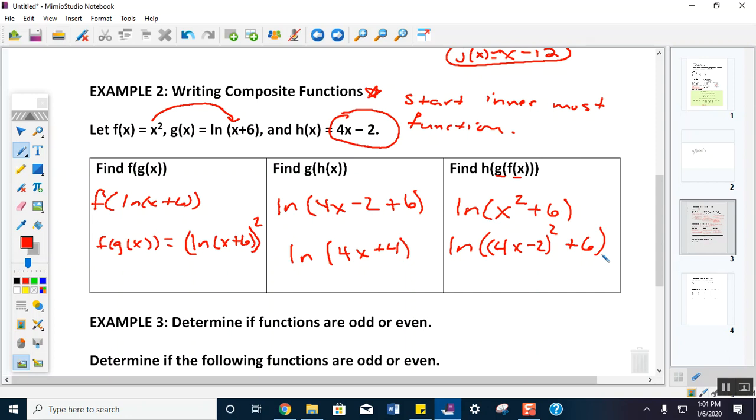Let's have you try one and end on a good note. Go to a blank sheet of paper. Is there a blank side on the notes anywhere? Yeah, that last page is blank. Go there. You guys try this. Let's try this one: h of f of x. You guys try that one. So you're throwing what into what first? F into h, right? Whatever that is.